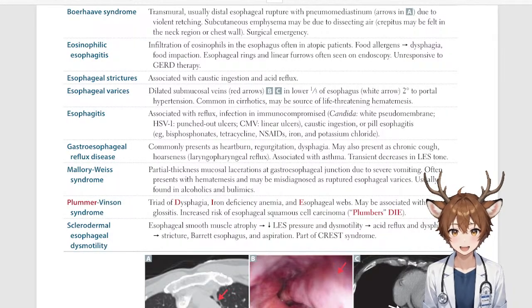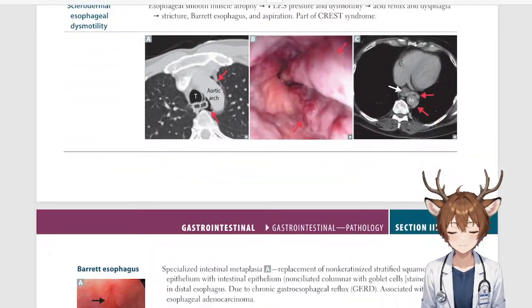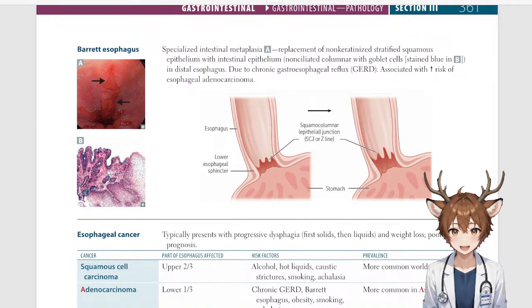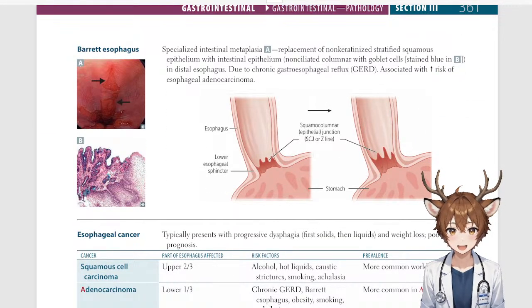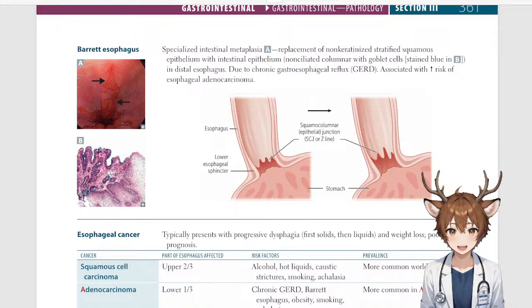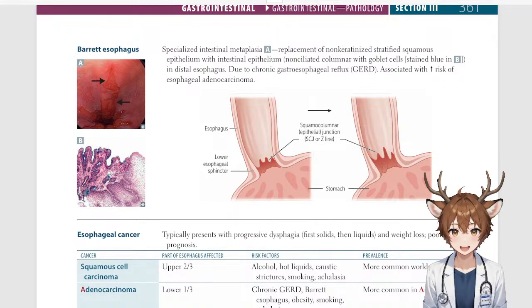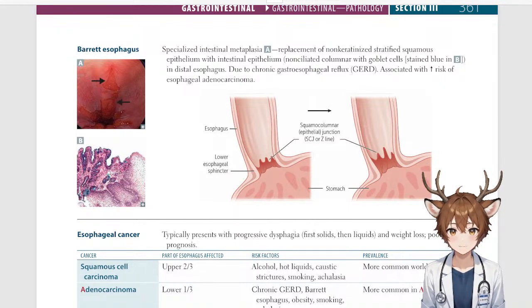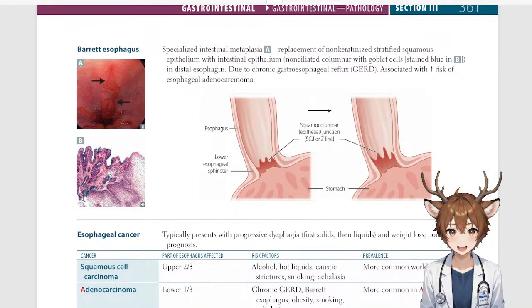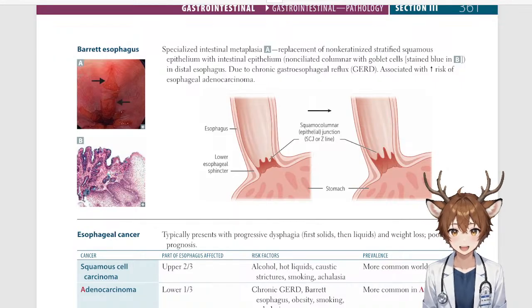Okay, what about Barrett esophagus? We'll go down to that now. Barrett esophagus, specialized intestinal metaplasia, which is shown in arrow A. Replacement of the non-keratinized stratified squamous epithelium with intestinal epithelium, which is non-ciliated columnar with goblet cells, which is shown in picture B, in the distal esophagus. Due to chronic gastroesophageal reflux disease, called GERD, associated with increased risk of esophageal adenocarcinoma.